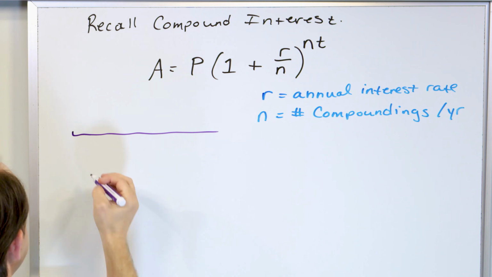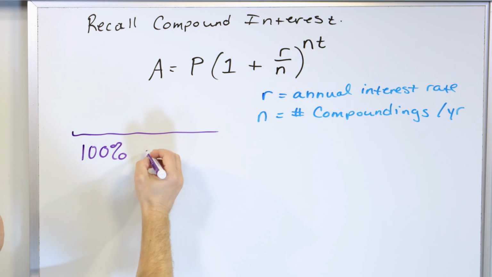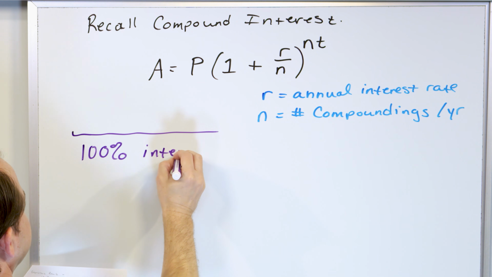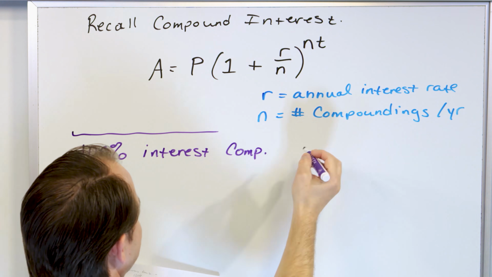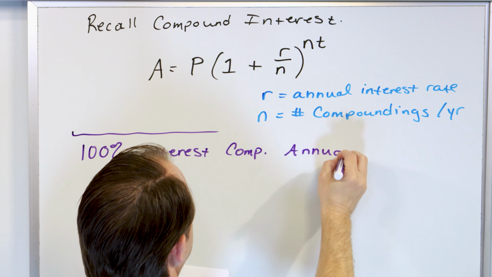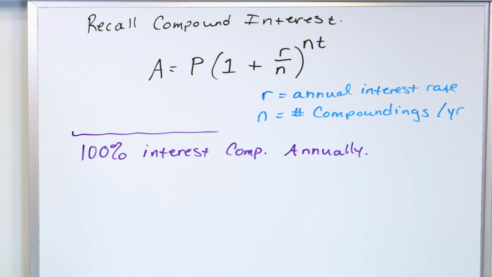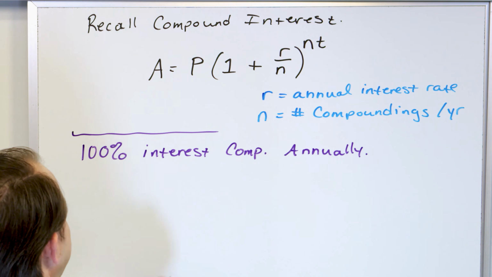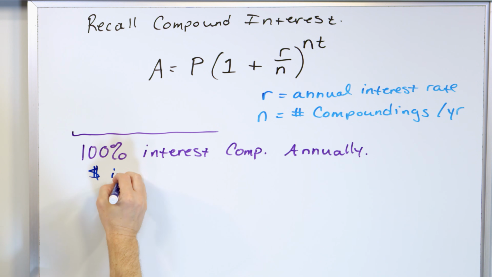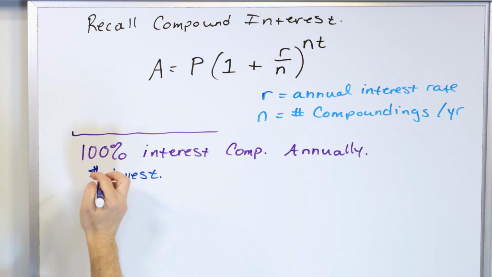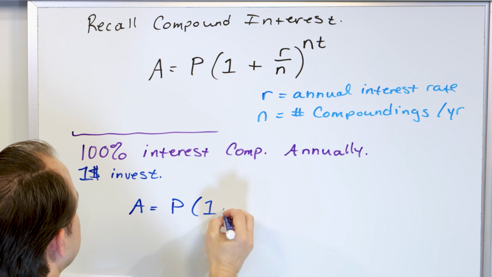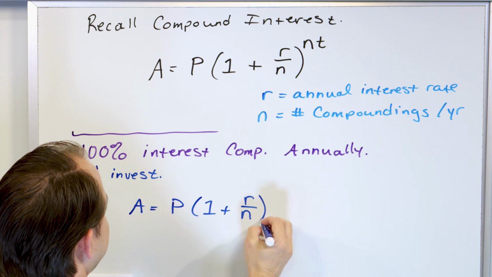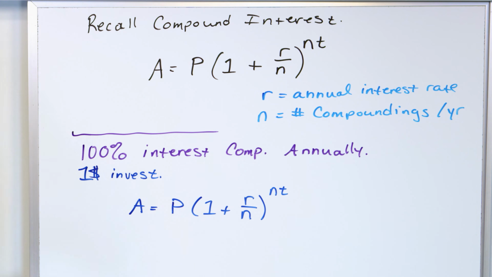So let's say that I'm going to give you 100% interest, and that's compounded, that's what comp means, compounded annually. That means only 1 time per year. All right, what did we get? And it's a $1 investment. Basically, I want to see how much my $1 grows whenever I do this. So the amount of money I'm going to have in the future is equal to the principal times 1 plus the interest rate over the number of compounding periods raised to the power N times t. This is the same equation we wrote above.